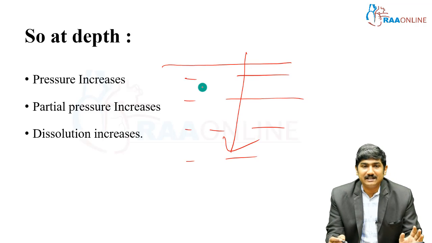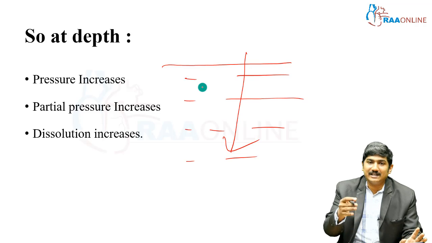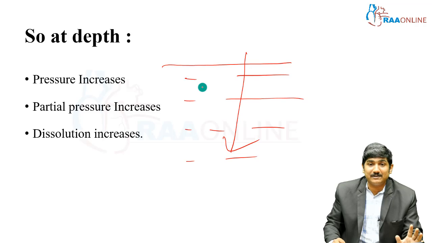So pressure increases. Once the total pressure increases, what will happen? The partial pressure of individual gases also increases. Once the partial pressure of individual gases increases, the solution capacity, the mixing capacity of that air into the water or the fluid, increases. This is what happens at depth.